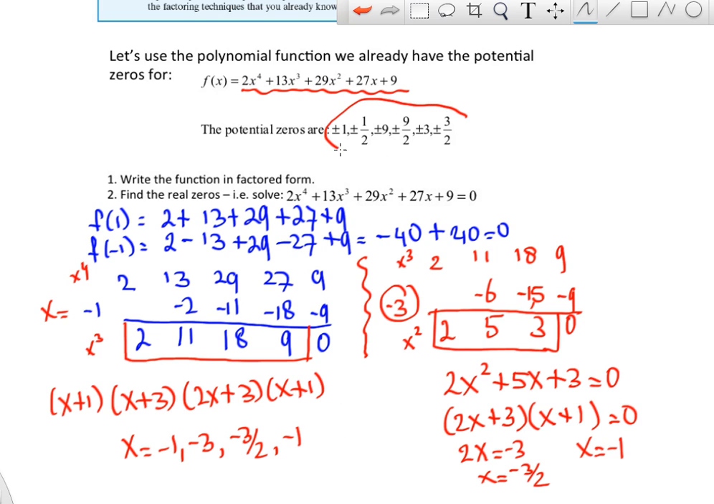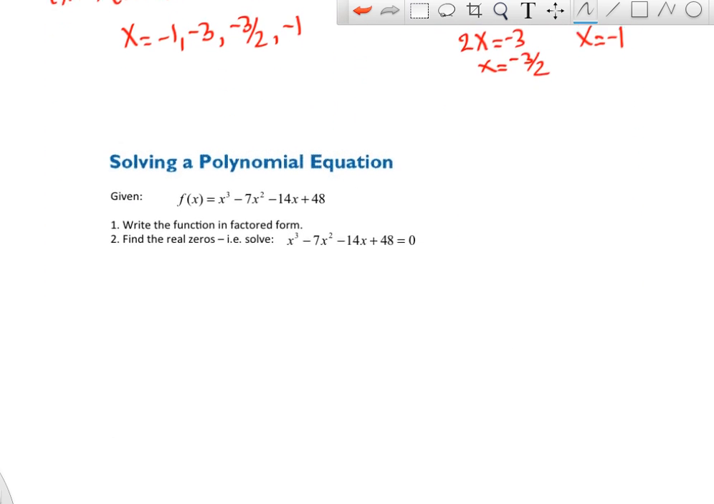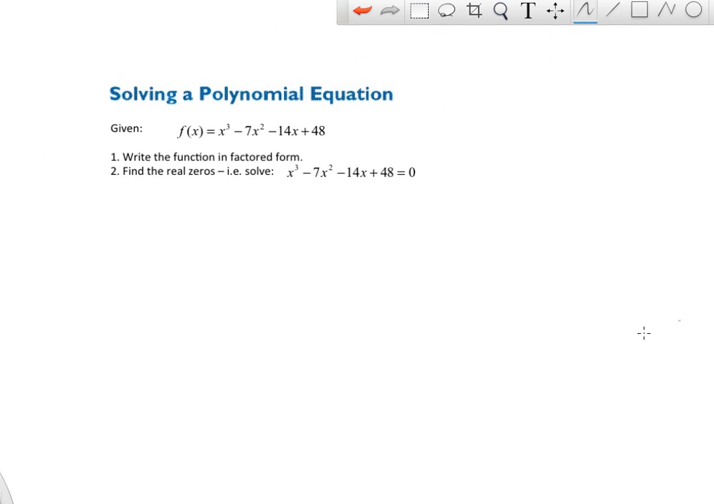I do want to show you here though, if those are all the potential zeros, this can take quite a long time. So you don't always have to do it by hand, but you should be able to do it. So let's look at another one. Solving a polynomial equation. And let's assume on this one that you can do this with technology.